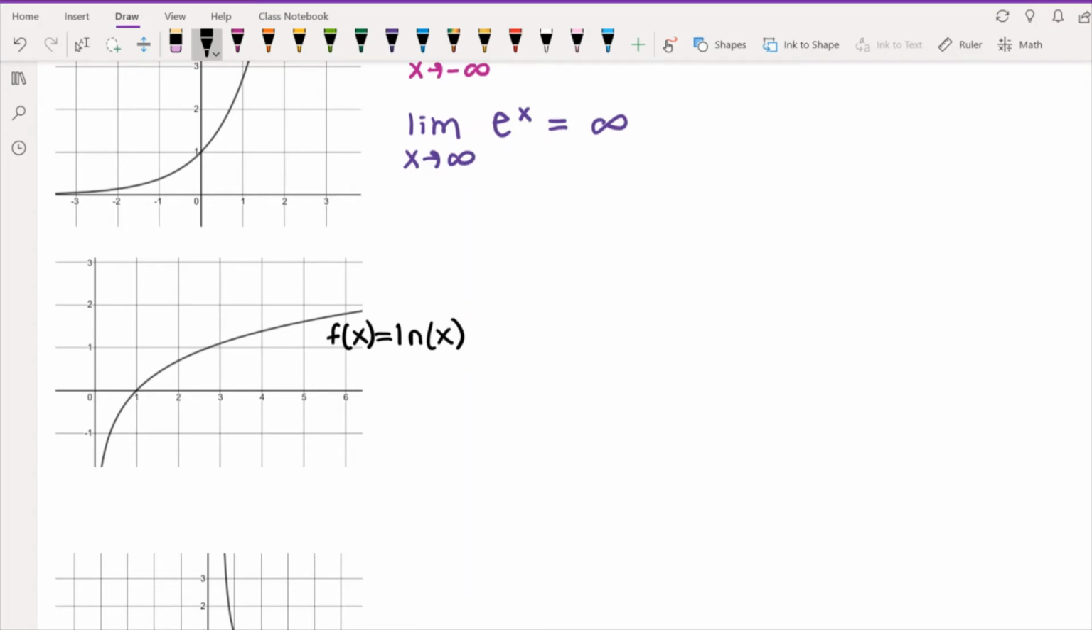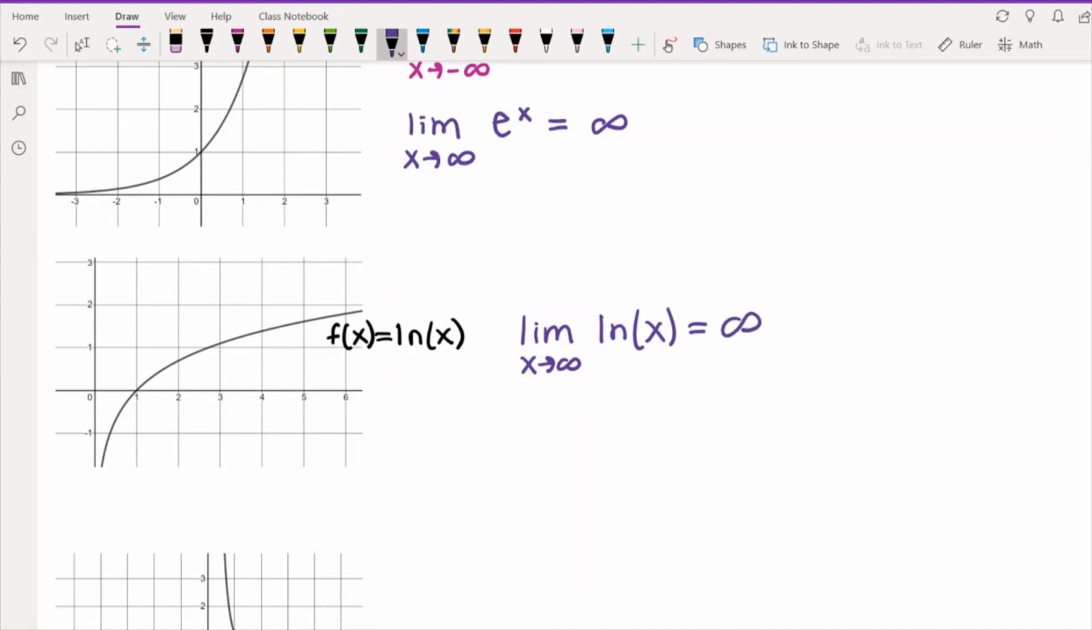It doesn't make sense to take the limit as x approaches negative infinity because there is no graph past 0. So we're just going to take the limit as x approaches positive infinity, and that would be infinity.